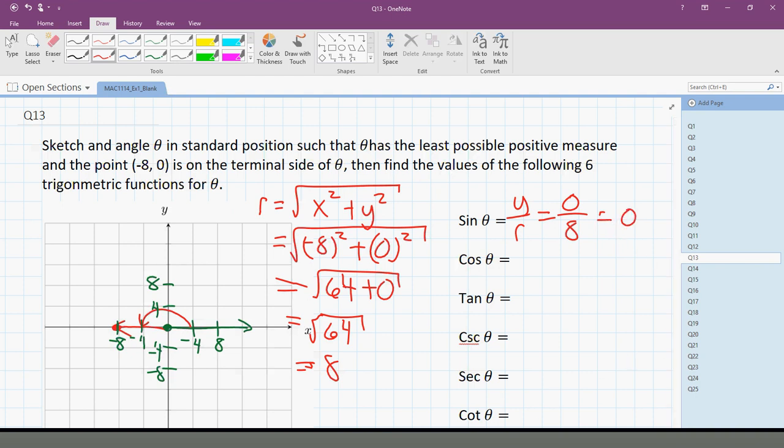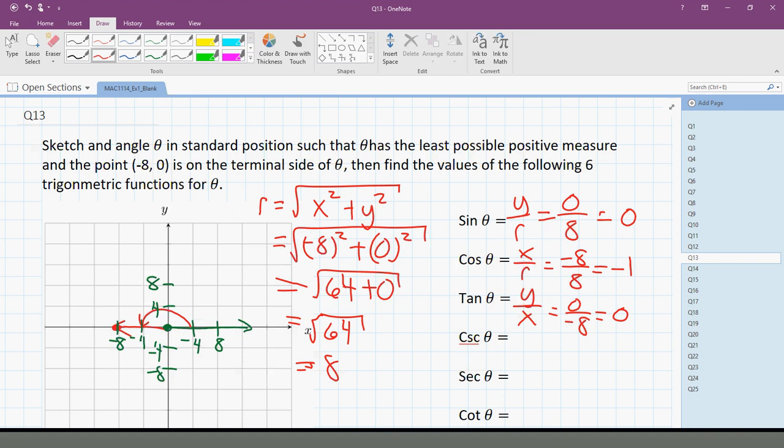Cosine, what is the equation for it, or the fraction for it? X over R, which will be negative 8 over 8, which gives us negative 1. Tangent is what over what? Y over x. That's still the same. So we put 0 over negative 8 and gives us 0.